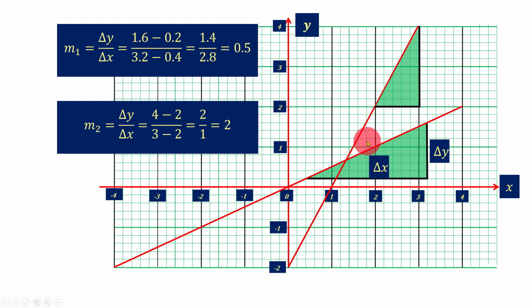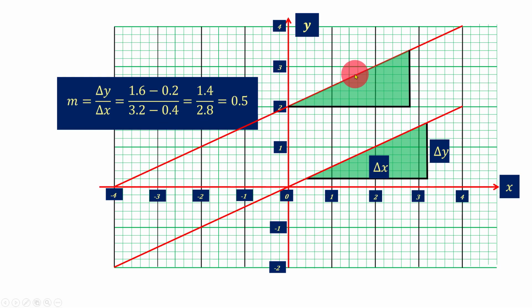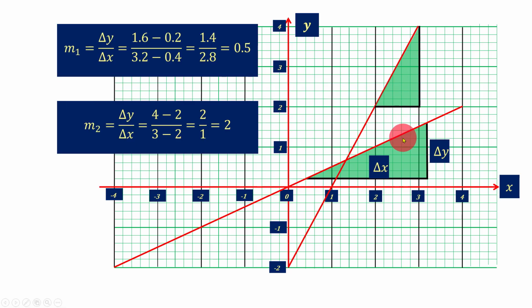Even before we calculate the gradient, we are able to tell visually that this one is steeper than this one. That is a skill that is so important in physics. So remember, when two lines are parallel to each other, they've got the same gradient. But if the gradient is different, then they are not parallel to each other. And this one is less steep compared to this line.